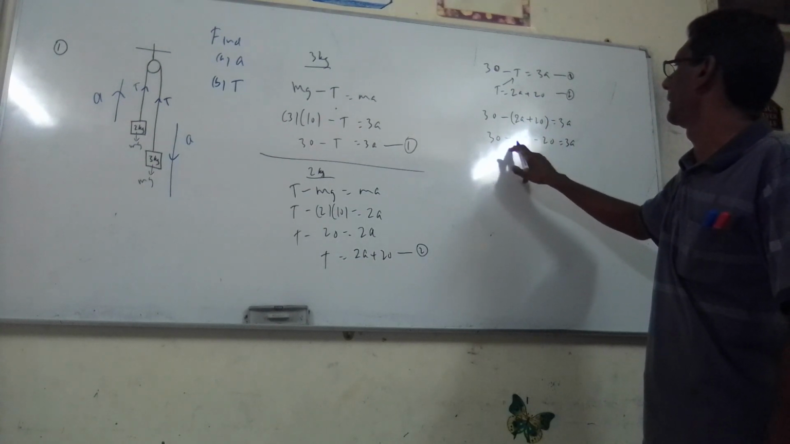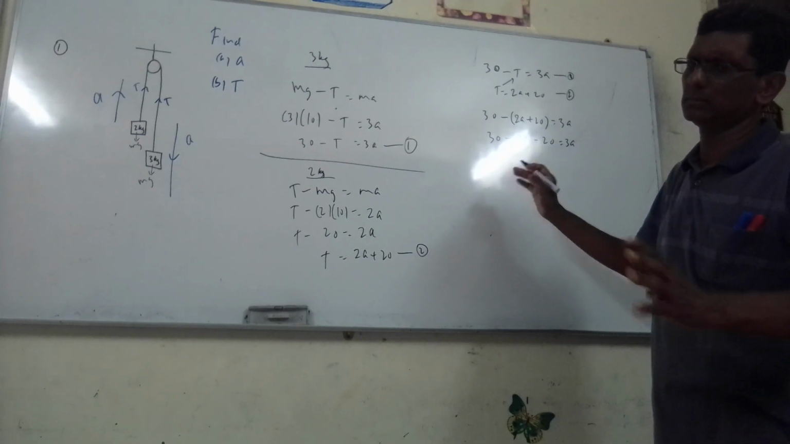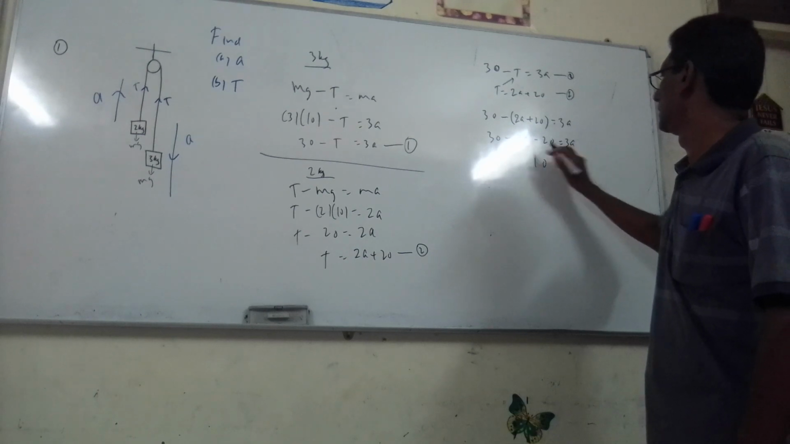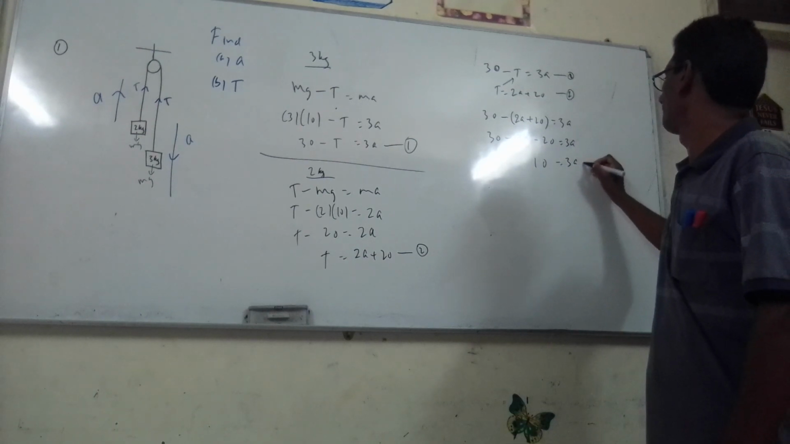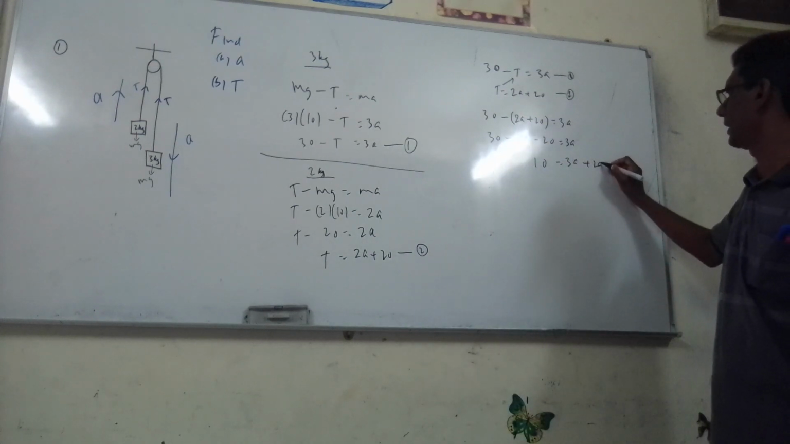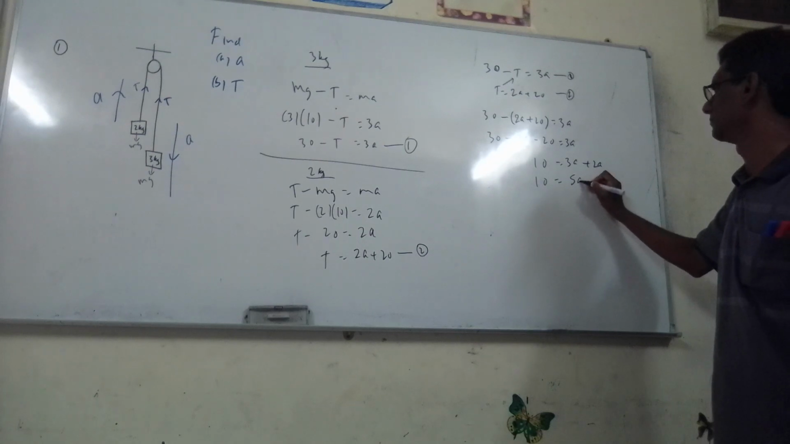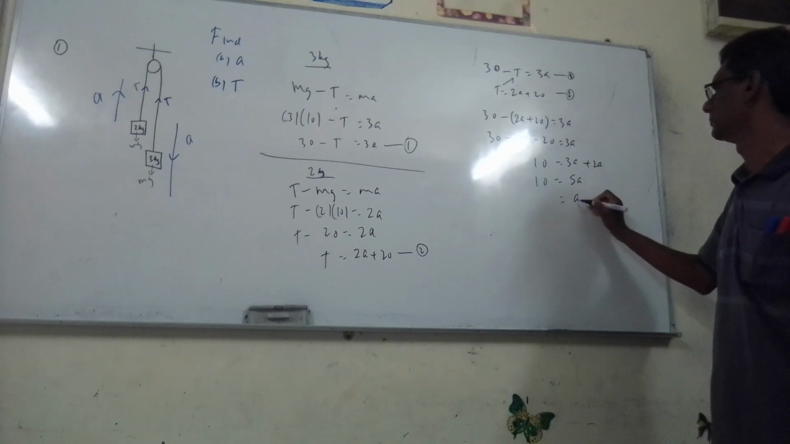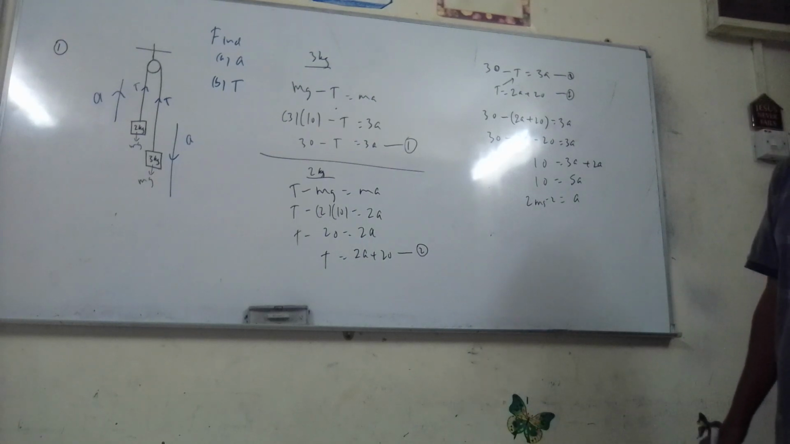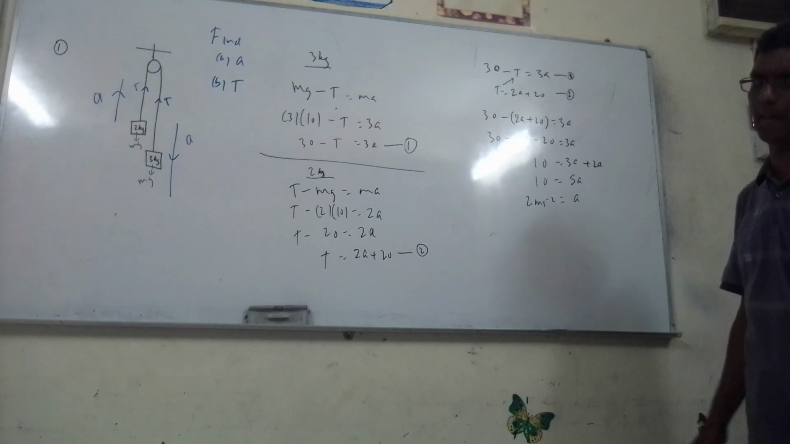Okay, a on one side and numbers on the other side: 30 minus 20 is 10, and 3a plus 2a is 5a. So 10 equals 5a, and a equals 2 meters per second squared.